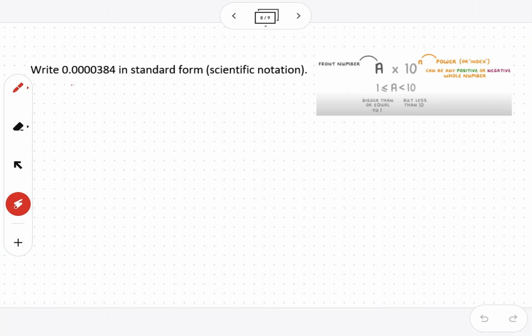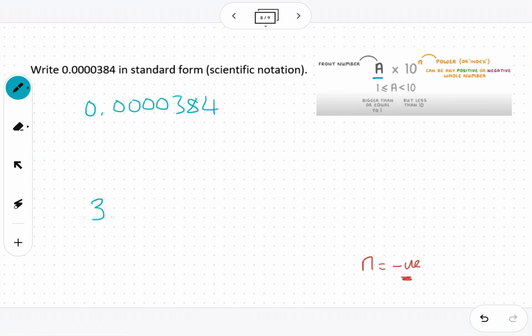Okay, now also a decimal. So remember if it's a decimal, the n in the answer must be negative. Okay. 0.00003884. Okay, so remember the A must be equal to 1 or more, but less than 10. So we must make it like this, 3.84. So now we use the moving decimal point method.